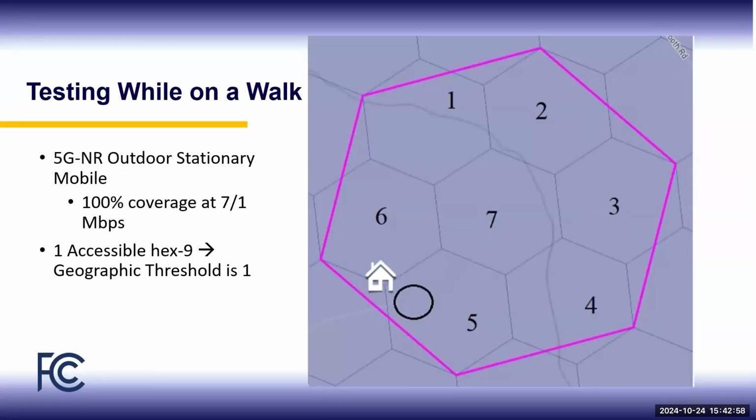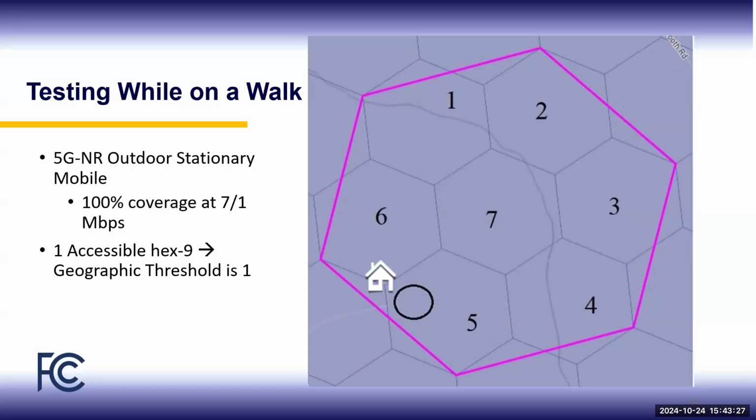In our next example, we want to demonstrate how you might create a cognizable challenge in an area with limited roads. Suppose your house backs up to a protected area with no other roads besides the road leading to your house. See the black circle and the hex 9 labeled number 5. This would result in a single accessible hex 9 area, with the hex 8 area being challenged.